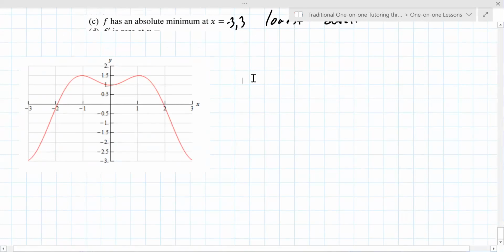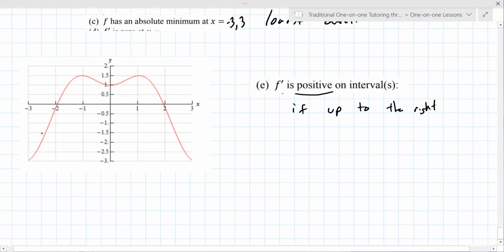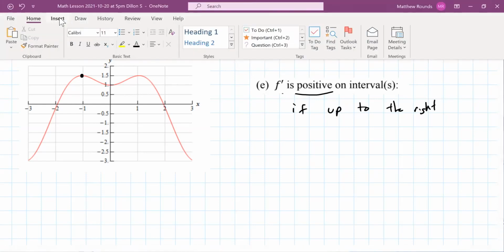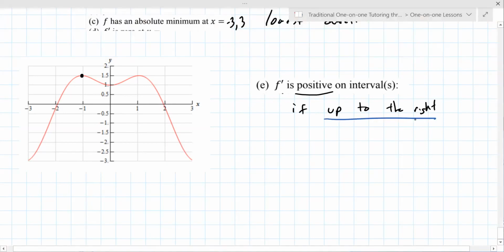All right, so the next question says f prime is positive on the intervals. So f prime is positive if the graph is going up and to the right. It does not matter whether it's below the x-axis or above it. If it's going up and to the right, which it's doing here, and let me switch colors so I can get that in blue, and then here it's doing that. Do you follow that it's referring to the tangents? The tangents are going up and to the right.